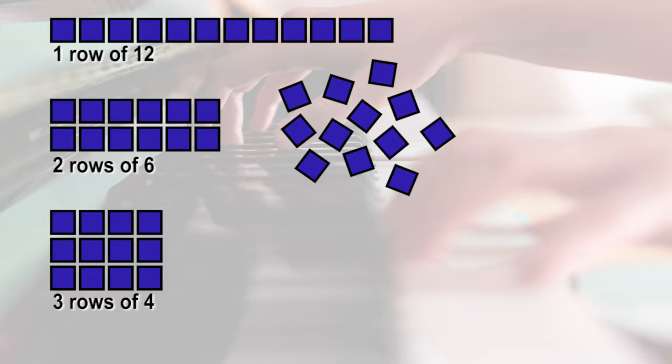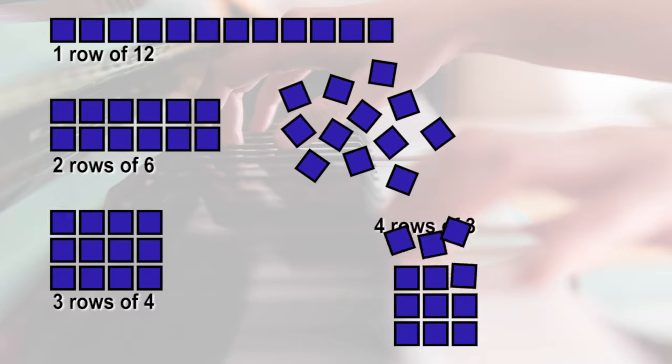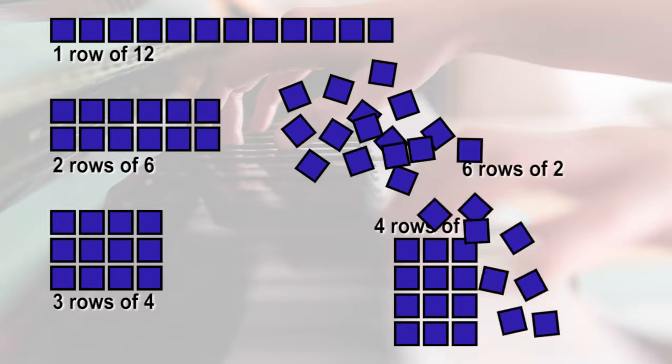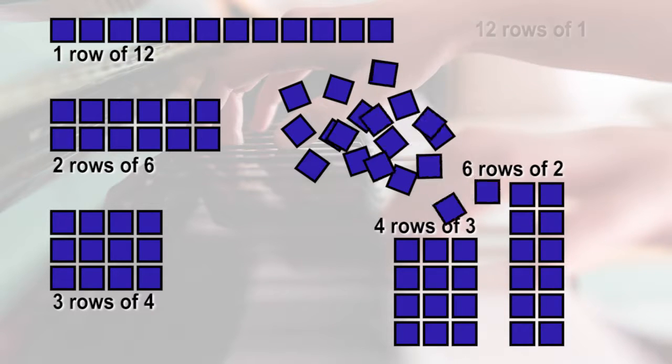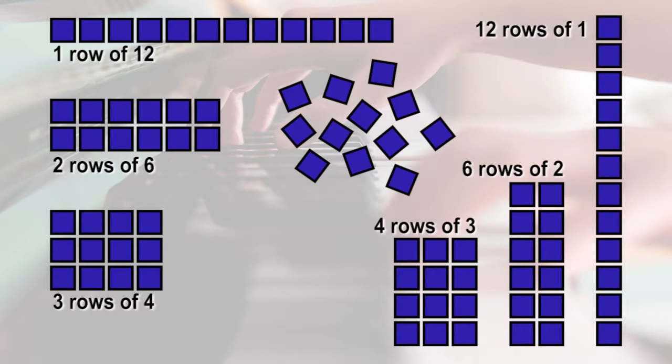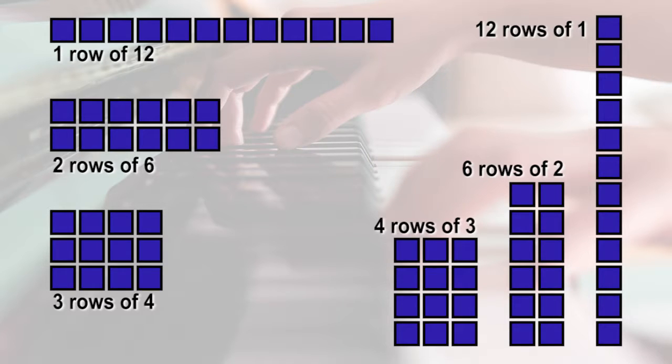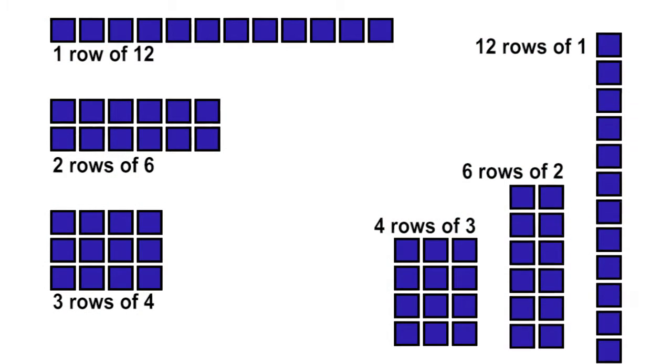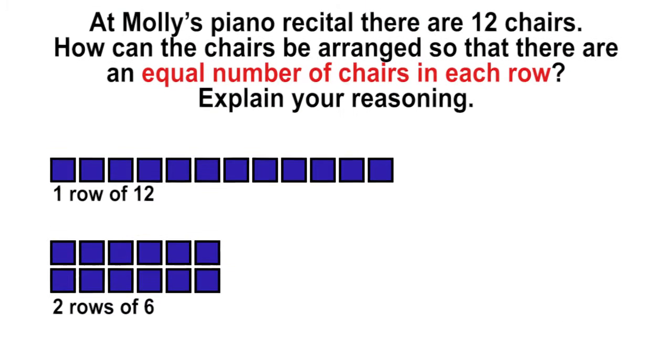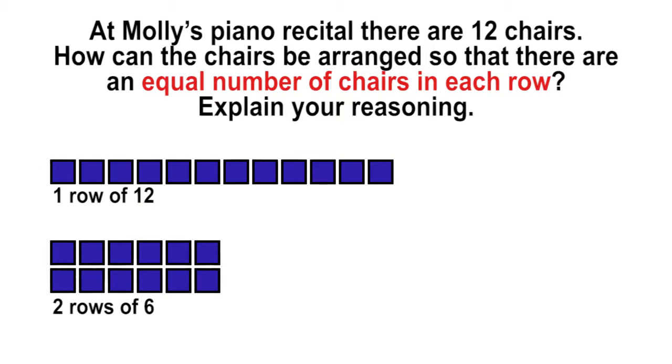Students may have come up with one row of 12 chairs, two rows of 6 chairs, 3 rows of 4 chairs, 4 rows of 3 chairs, 6 rows of 2 chairs, or 12 rows of 1 chair. These answers make up a rectangular array and describe the factors of 12. Students then discussed, how did they come up with the sizes? They might have said something like they knew that the rows had to be equal, and so they started with 1 or 2 rows and moved the cubes around to make an array.